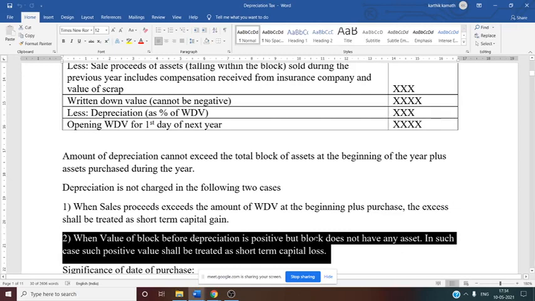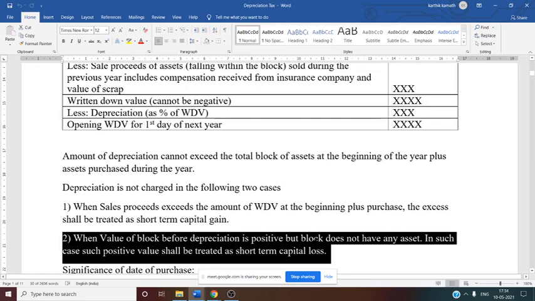First one is gain, second one is loss. So these two exceptions are there for depreciation. Next thing is how to compute depreciation. So this rule is again very important. Significance of date of purchase.